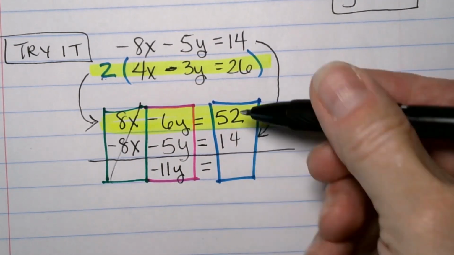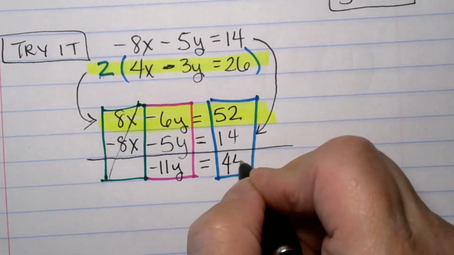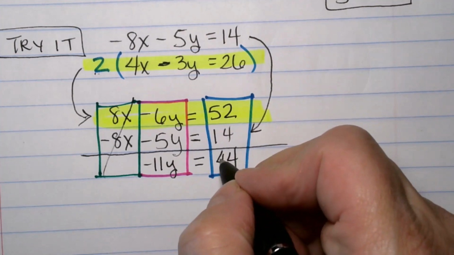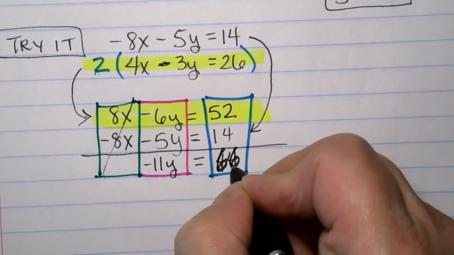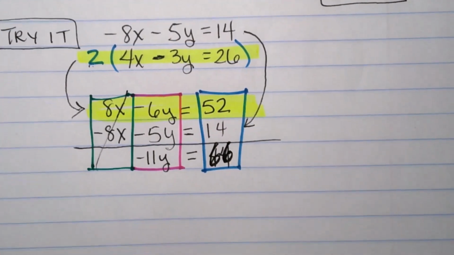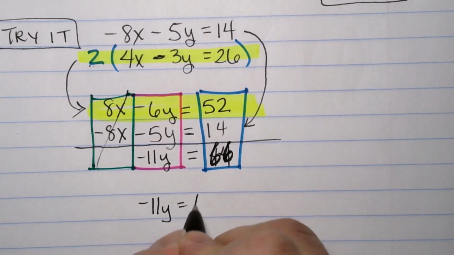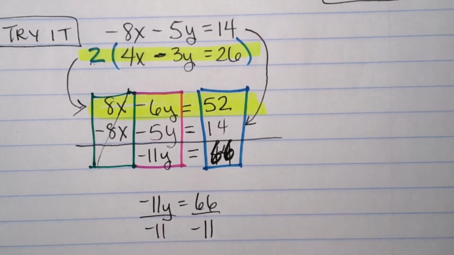Put these together. What are we getting here? 44? Something you can divide by 11, I'm assuming. No, that's not right. I got 66. What happened? Stupid mistake. Thank you, class. I don't know why I was thinking 44. 66. It still works out nice. -11y equals 66. Divide by -11. We get y equals -6.